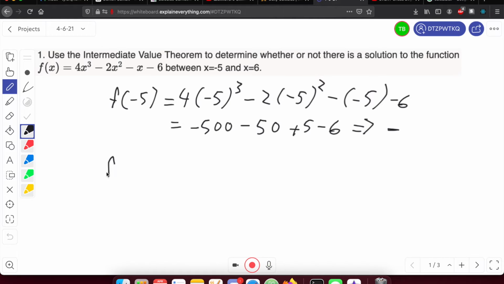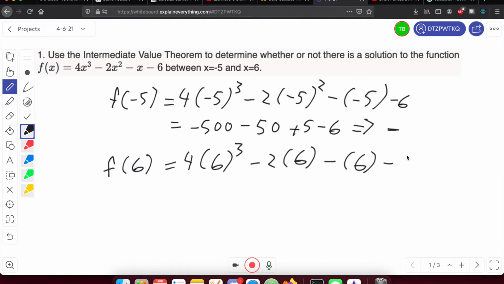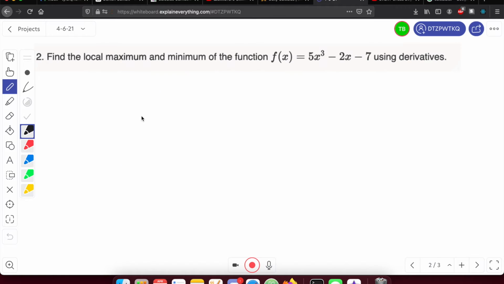Now we'll check f of 6. So 4 times 6 cubed minus 2 times 6 squared minus 6 minus 6. We don't even need to solve this because we know that 6 cubed is going to be very, very positive times 4. So this is going to be a very, very positive value. You can check this if you want, of course, but since we have a sign change between these two values, we know that at some point in the interval there has to be a solution.